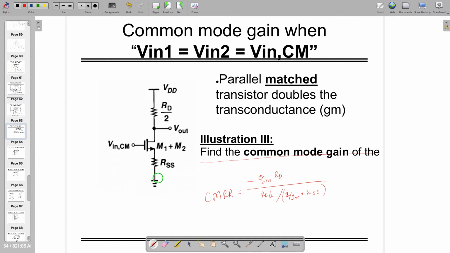Because this was source degeneration, that's why that is the resistor. So this is the CMRR, or the common mode rejection ratio. Common mode rejection ratio is nothing but differential gain divided by common mode gain.